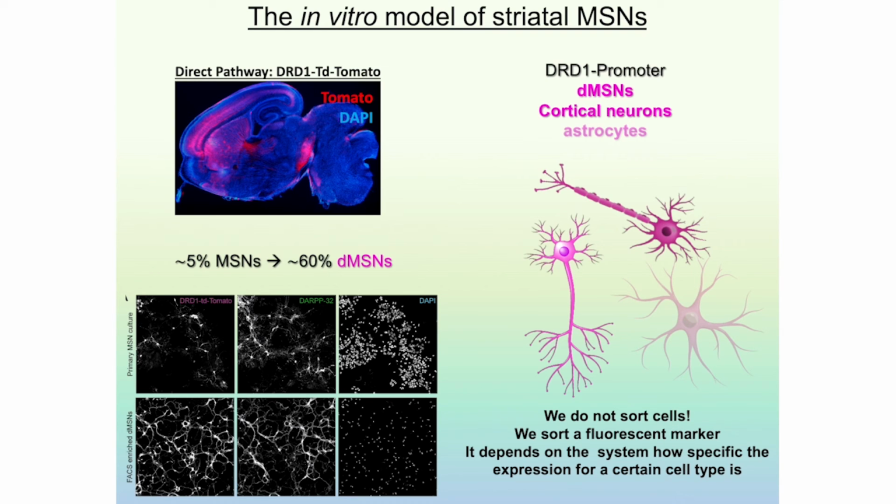Meaning, as I said before, we do not sort these direct pathway medium spiny neurons. We sort for the fluorescence of tomato, and that's present if we do not clearly dissect the striatum. We might get cortical contamination, and still we have weaker but still present tomato expression also in striatal astrocytes. So in some cases we might get some astrocytes also into those cultures. They will divide, grow, and then will of course decrease the concentration of our direct pathway medium spiny neurons.